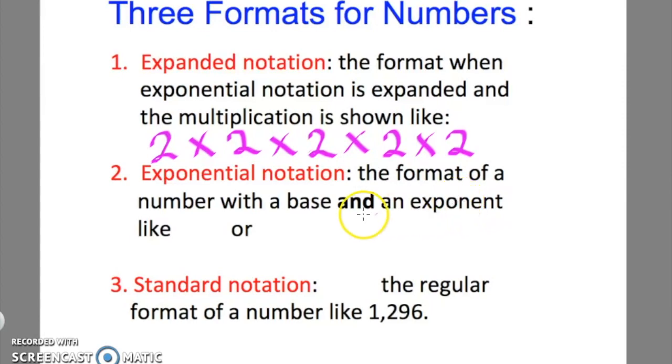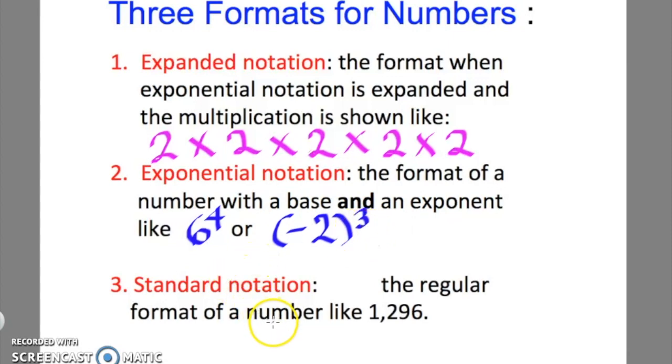Let's look at exponential notation and what that really means. It's the format of a number with a base, so here's my base, 6, and an exponent, 4. And an example I can use: -2 is my base, the 3 is my exponent.